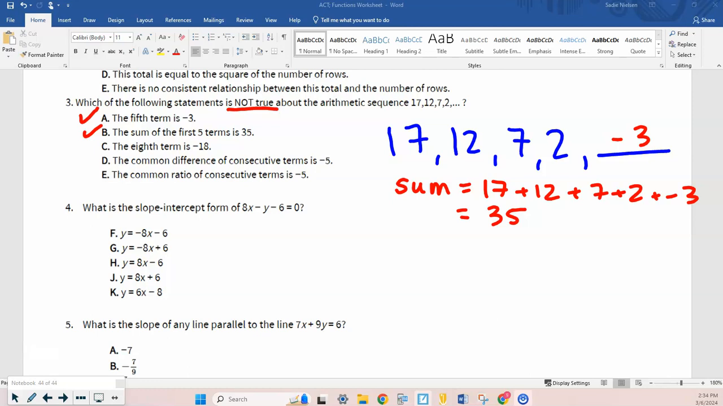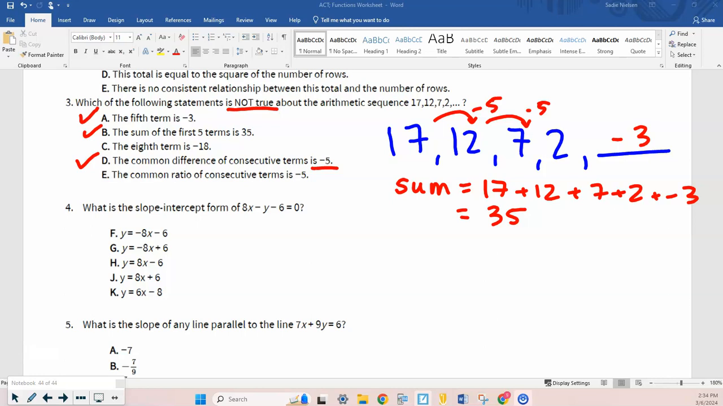So far A and B are both right. So C now says the 8th term is -18, okay? The 8th term is -18. I feel like I don't want to figure out all the 8th terms. Well, we can skip that one and come back to it, okay? So if you look at part D, it says the common difference of consecutive terms is -5. What that means, guys, is what you told me the first time. What number is it subtracting by every time? It's subtracting by 5. Every time you move a number, it subtracts 5 off. So D is correct. Okay.